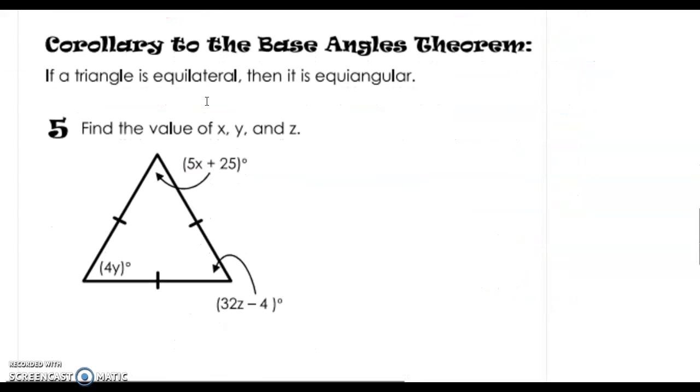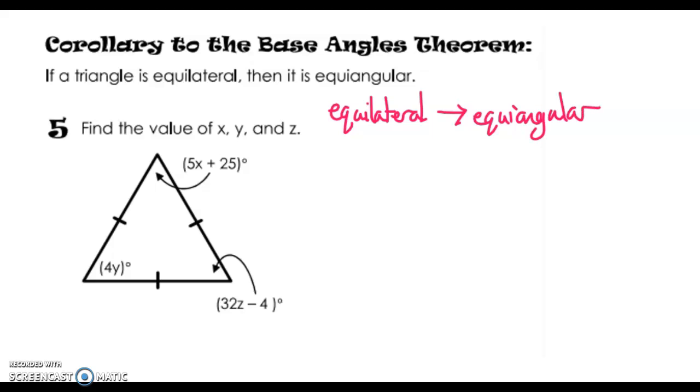Okay, let's look at the corollary to the base angles theorem. This one is actually talking specifically about equilateral triangles. So basically, what this one's saying is if a triangle is equilateral, meaning all three sides are equal, then you know that it is equiangular. They go together. So if it's equilateral, you know it's equiangular.